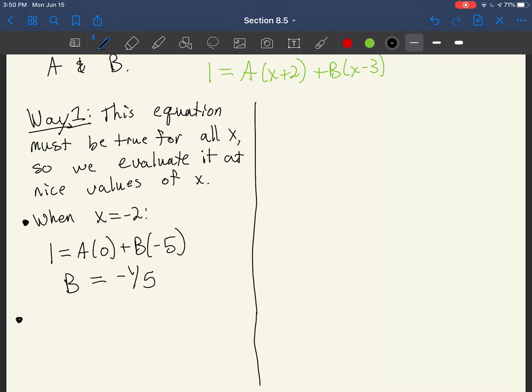All right, that got one of our coefficient variables. We have a lot of variables floating, one of our letters. So now we want the other one. We chose x equals negative 2 to cancel this term out. So now we'll pick a value for x to cancel this term out. So we'd say when x equals 3, we have 1 equals a times 5 plus b times 0. So we get a equals 1/5.